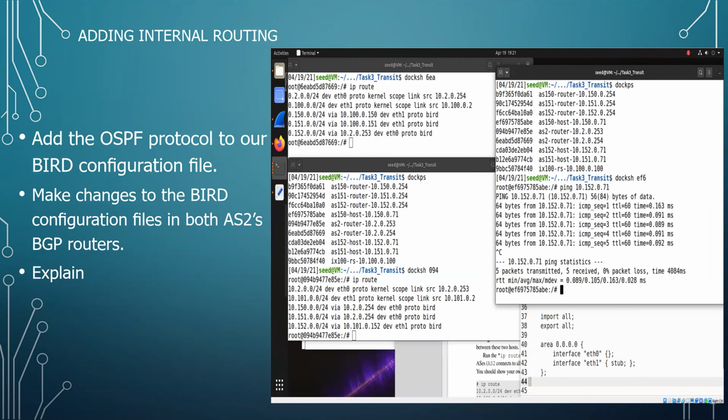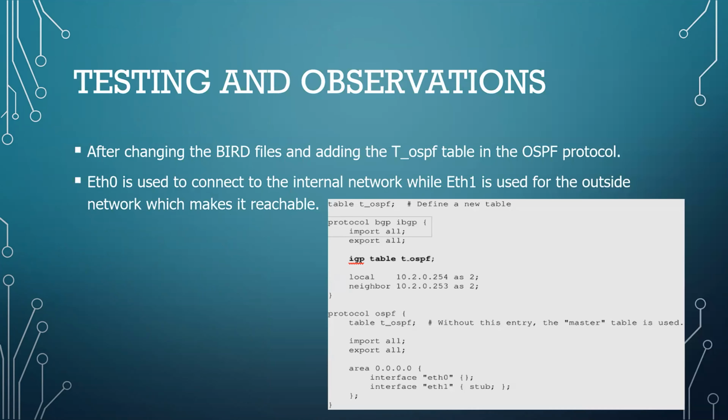Adding the OSPF protocol to our bird configuration file, make changes to the bird configuration file, and then explain. After changing the bird files and adding the OSPF table and the OSPF protocol, Ethernet 0 is used to connect to your internal network, while Ethernet 1 is used for the outside network, which makes it reachable.